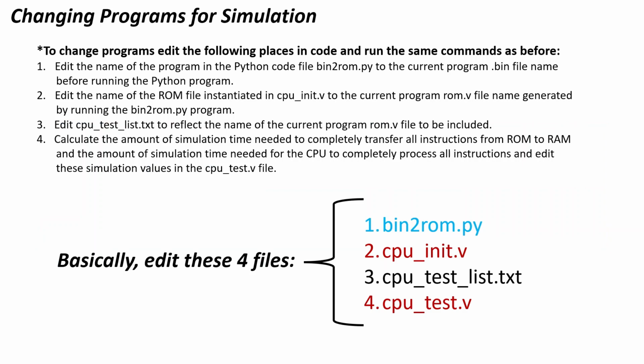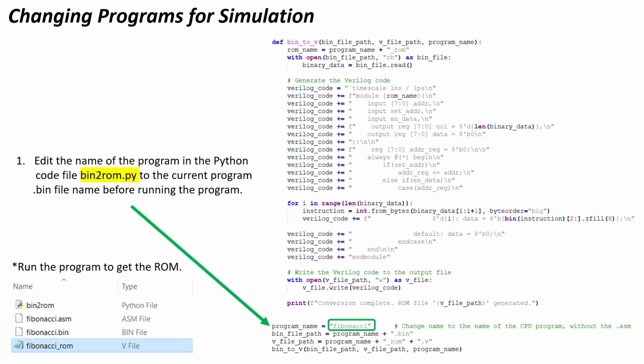And now we have our .bin. There are 4 files that need to be changed in order to use a program with the CPU and the simulation. So after getting the .bin file, right after writing the assembly and using the assembler, we need to edit the Python file. Down here at the bottom where it used to say sum5, we change that to Fibonacci. Then we run this program and we'll end up with a Fibonacci ROM.